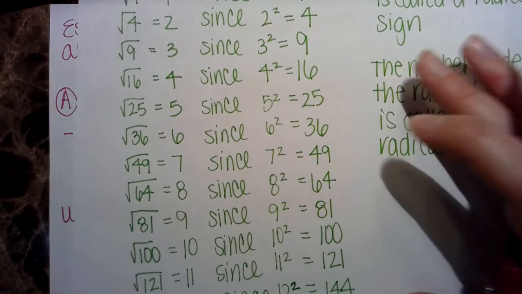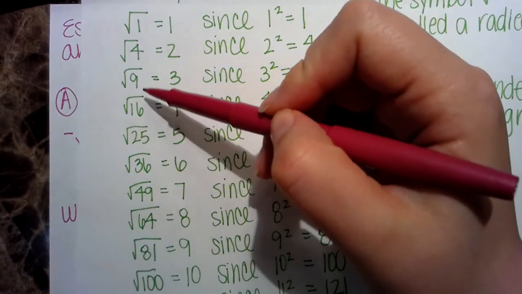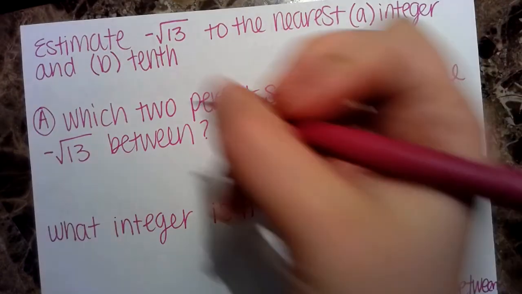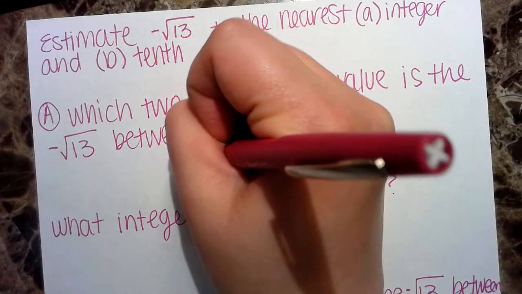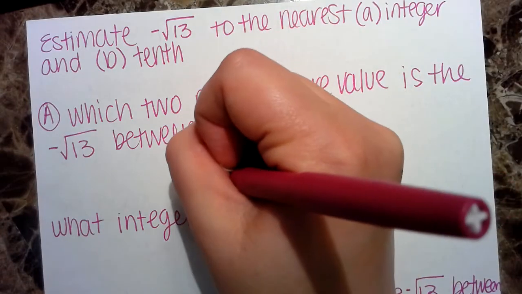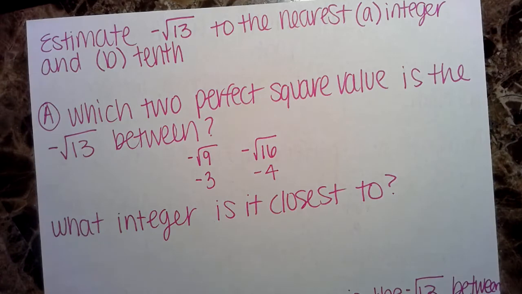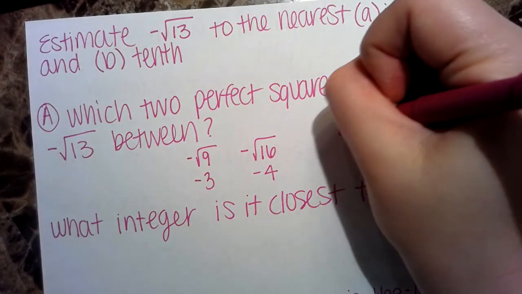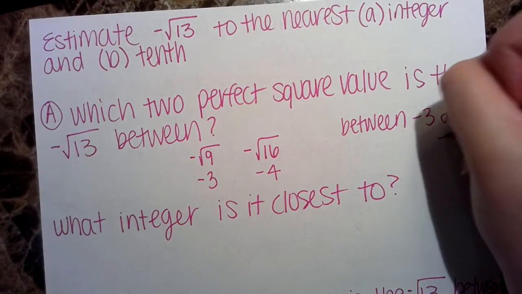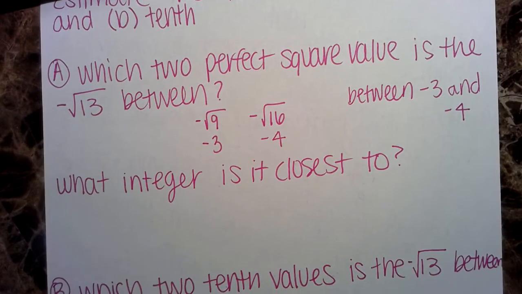So I'm going to look at my chart and try to figure out where 13 is between, and it's between the square root of 9 and the square root of 16. Okay, so that means negative square root 9 and negative square root 16. So that means it's between the values of -3 and -4. So its numerical value is between the integers -3 and -4.